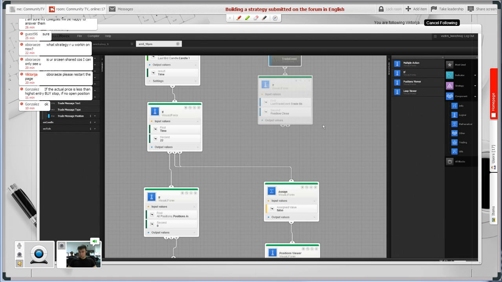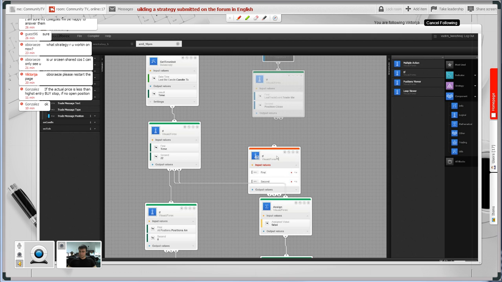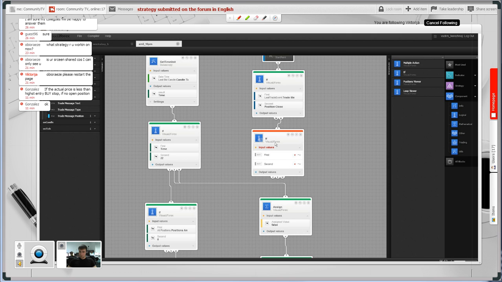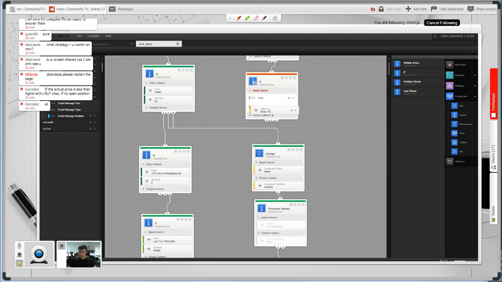Then we check if our strategy is on. True. Then we go to opening procedure and it's here.